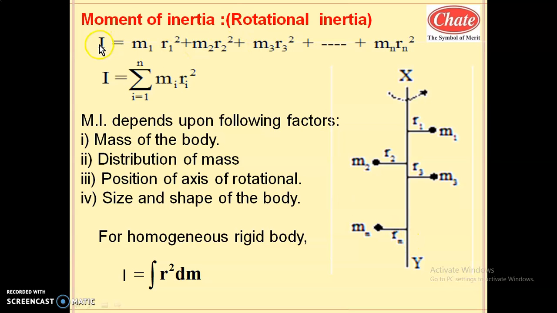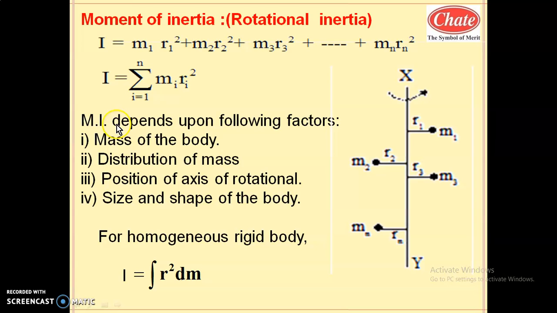So the total moment of inertia of a system of n particles, meaning the system is made up of n particles, is the sum of the moments of inertia of the n particles. The first particle's moment of inertia is m1 r1 square, the second is m2 r2 square, the third is m3 r3 square, and the nth is mn rn square. The algebraic sum of all these n terms, first term, second term, third term, and so on up to the nth term, is the total moment of inertia of the system.